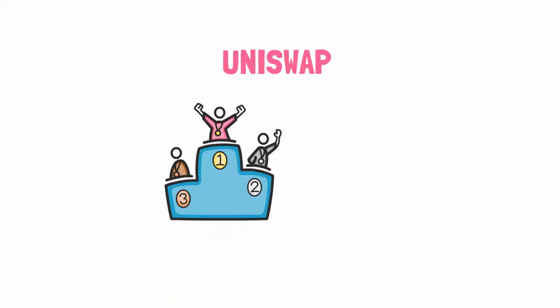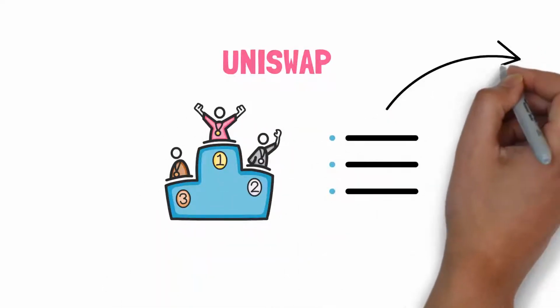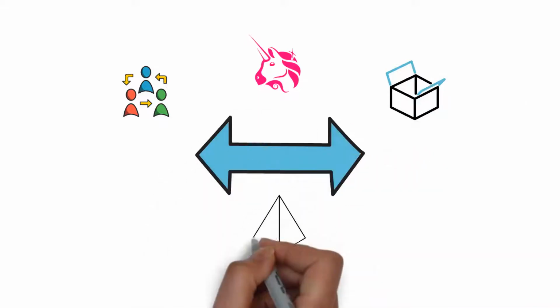Doesn't need much of an introduction. Let's quickly go through a few major points before we jump into V3. Uniswap, in essence, is a protocol for decentralized and permissionless exchange of tokens on the Ethereum blockchain.